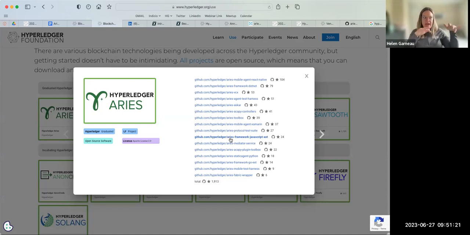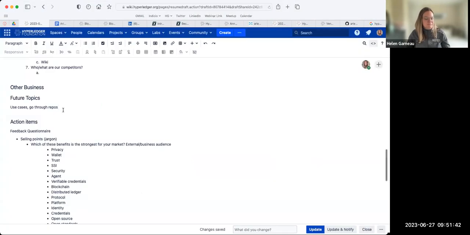And if we understood the bits and parts, this is more towards the developer onboarding process. But having a better table of contents, so to speak, for the different components, parts and use cases of Aries. I'm going to put that down.